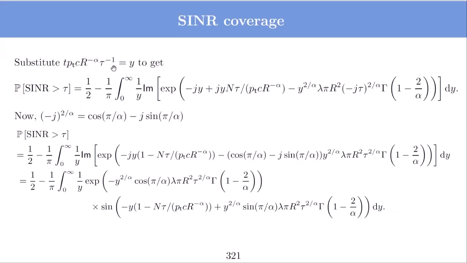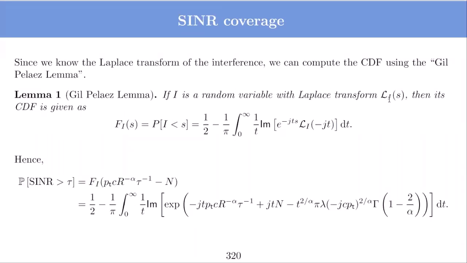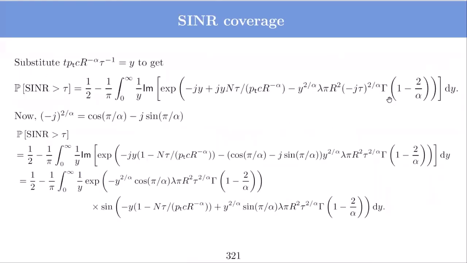First I'll do a substitution, t pt cr minus alpha tau minus alpha equal to y, which helps me collect the coefficients back, and I get this particular form. Right, so there is only the transmit power and the R in this term, in the noise term. The rest of these terms are independent of that.